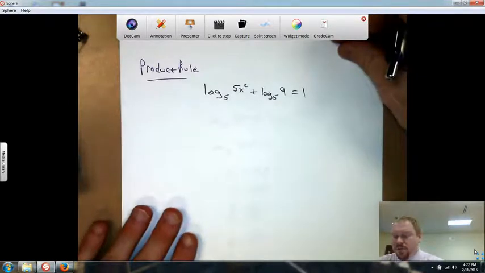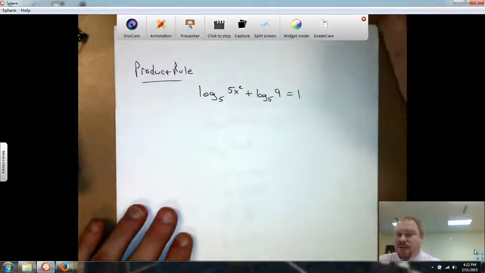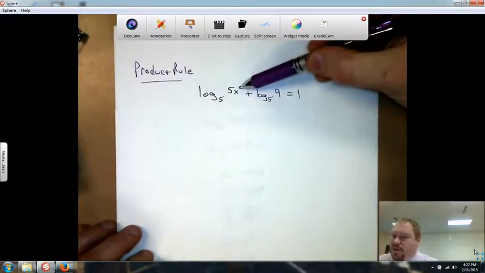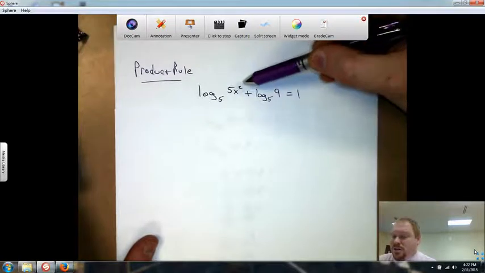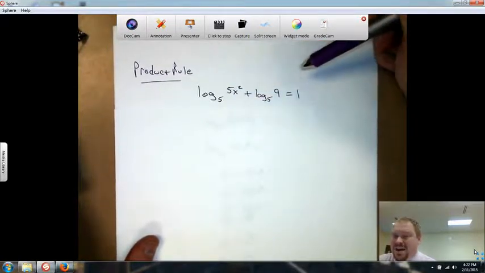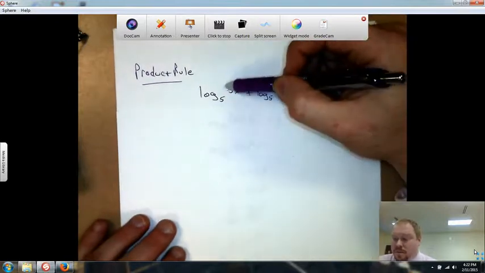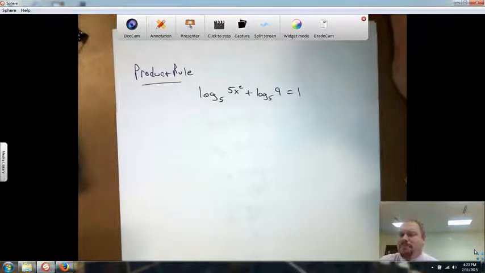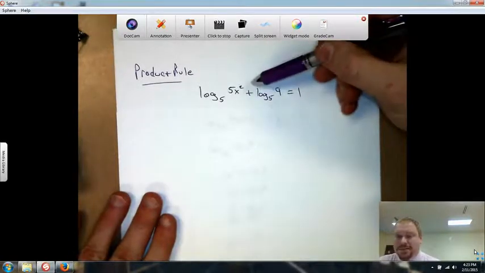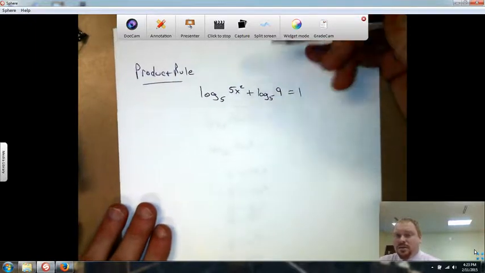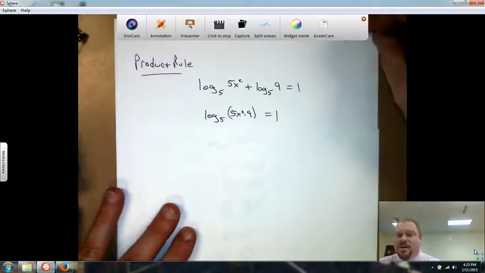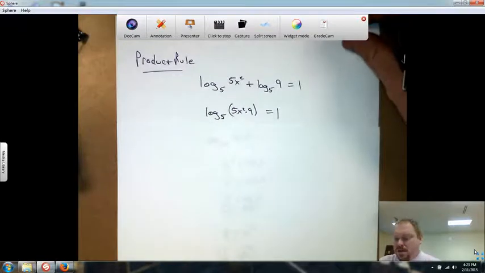So here's our problem. Log base 5 of 5x squared plus log base 5 of 9 equals 1. Now, I can't really, without a whole bunch of algebraic manipulation, move this 2 to the outside because there's also a 5 here. If they were both 5x quantity squared, I could do it, but I can't do that right now. But because it's plus, I can put these two together and multiply the insides together. So I get log base 5 of 5x squared times 9 equals 1.